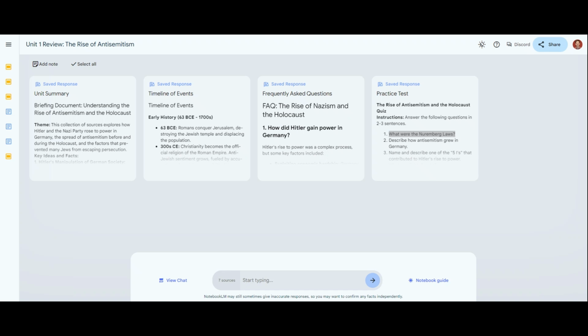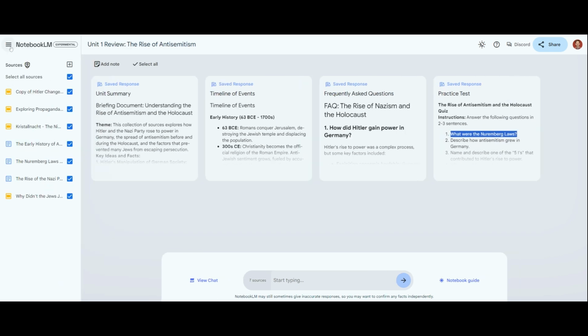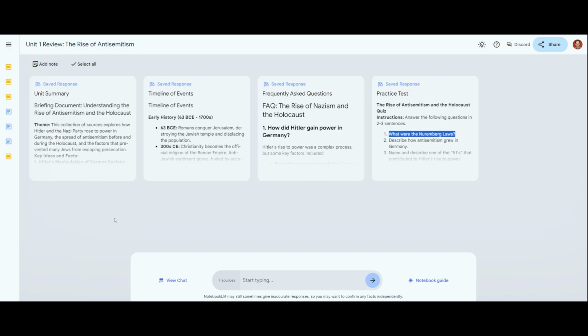Hey everyone, this is a program called NotebookLM that contains all of the resources that you went through from this past unit. I have linked every single assignment, every document, every slideshow on the left side of the screen, and this program has generated a unit summary, a timeline of events, frequently asked questions, and a practice test that you can go through to prepare for your unit assessment coming up.